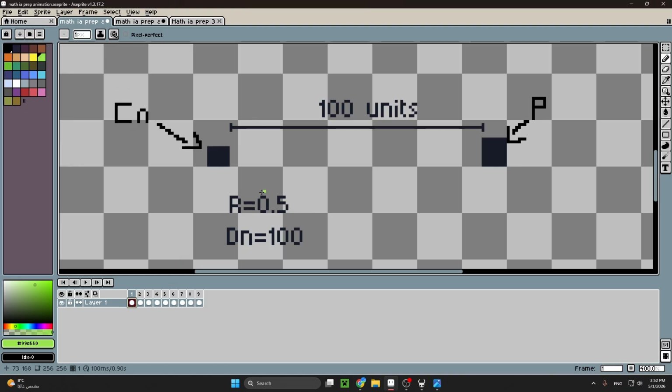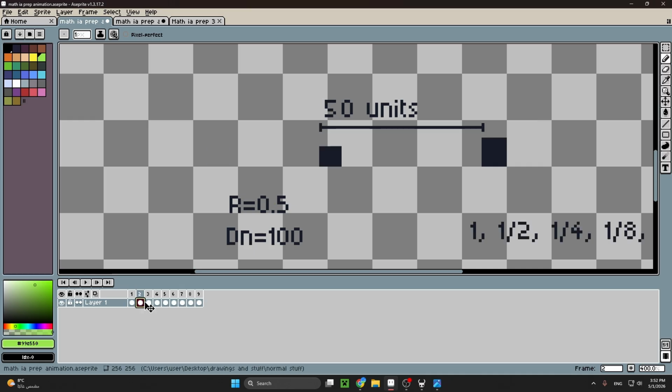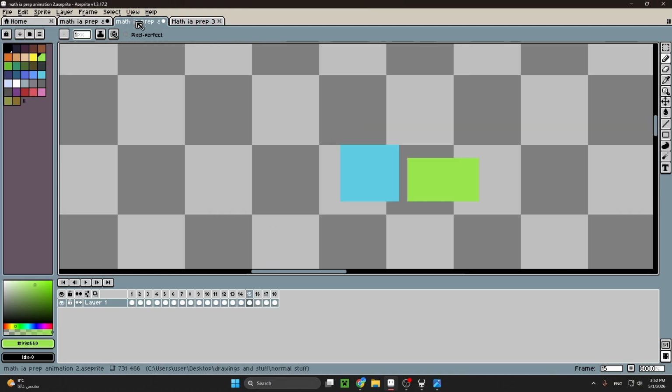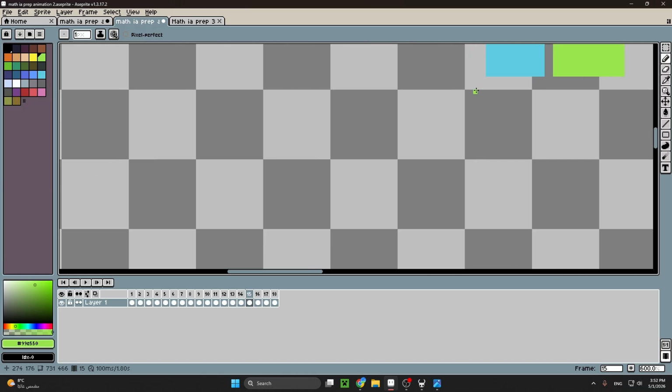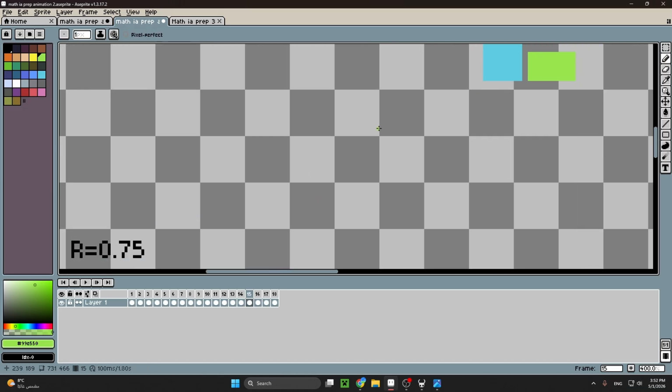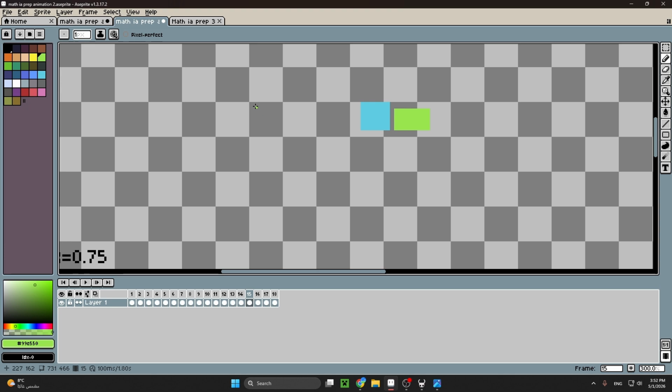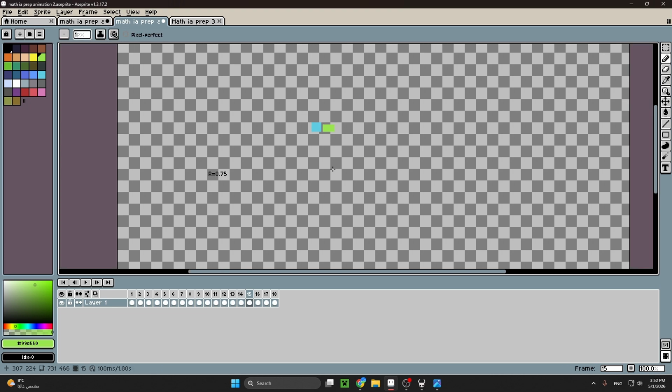So here it's 0.5 because every time we multiply this 100 by 0.5, which is the same as dividing it by 2. But then we can actually change this ratio to change how quickly or slowly it is done. Like here, I wrote R as 0.75. So now, do you think it's going to get quicker or slower? It's going to get slower because we're multiplying by a bigger number, so the numbers are going to get smaller at a slower rate.